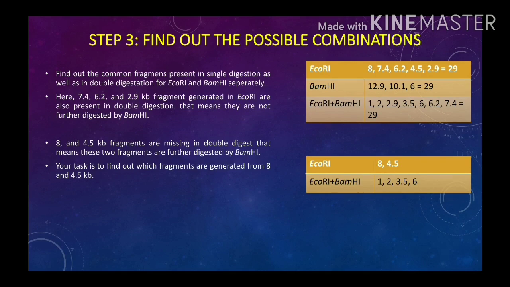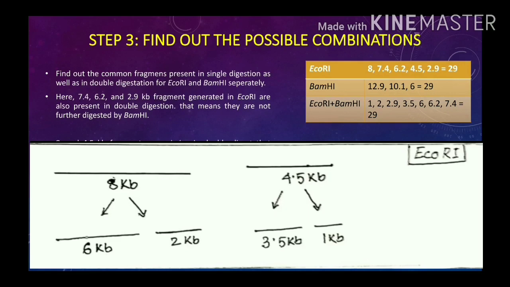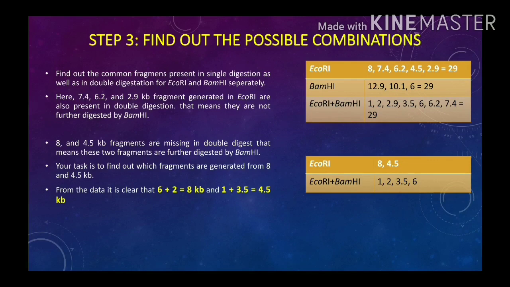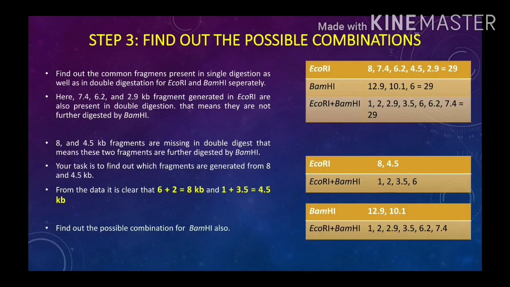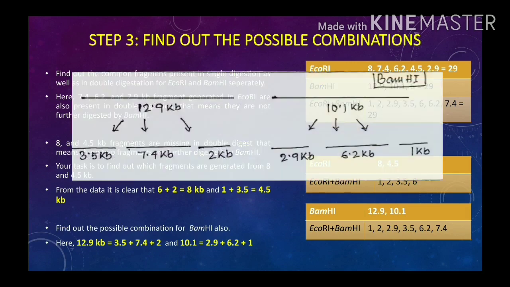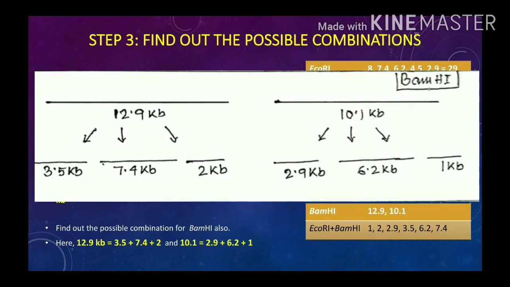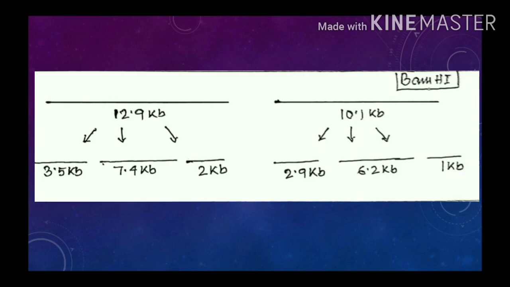Here in this example, 8 kb is digested into 6 plus 2, these 2 fragments, and from 4.5 kb, 1 kb and 3.5 kb fragments are generated. In this way, you have to find out the possible combination for the 2 fragments that appeared in BamHI digestion. The 2 fragments are 12.9 and 10.1 in this case. So from 12.9, 3.5, 7.4 and 2 kb fragments appeared, and from 10.1, three fragments appeared and they are 2.9, 6.2 and 1 kb.